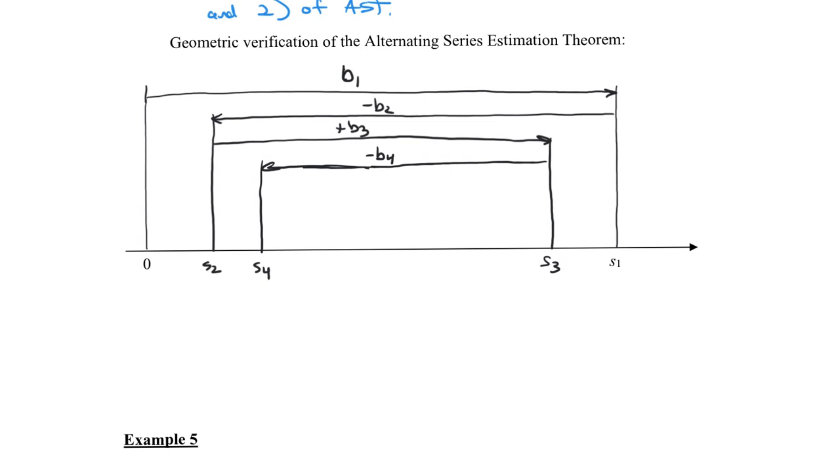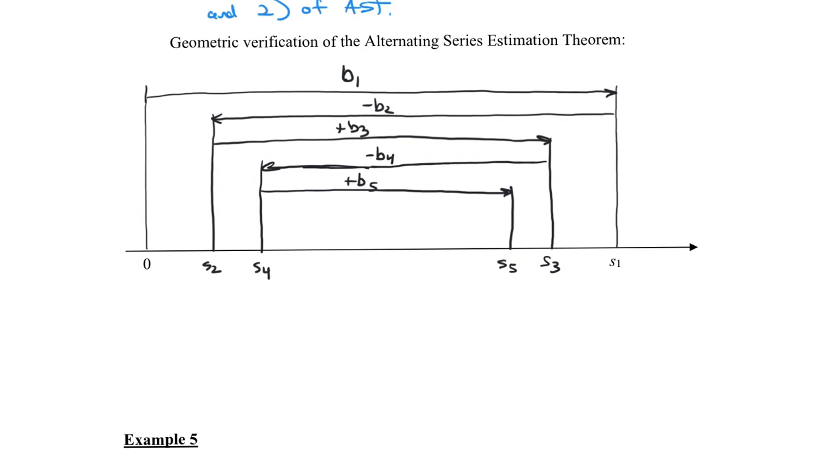So let's do it one more time. The fifth term would be positive, so I add the fifth term. It brings us over here somewhere. Again, because these get smaller and smaller, we know that b sub 5 is not going to go past here because it's got to be smaller than b sub 4, right? Because they decrease in absolute value. So then over here you can see this is going to be the sum of the first five terms.